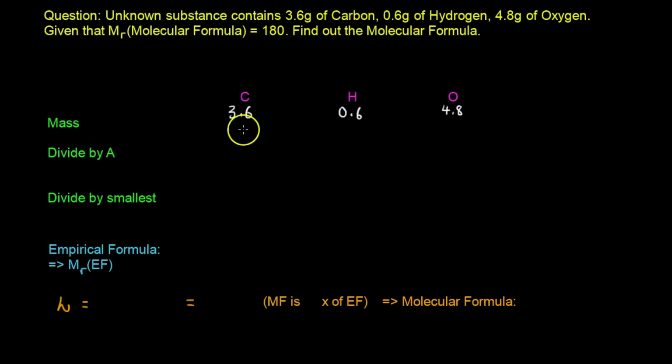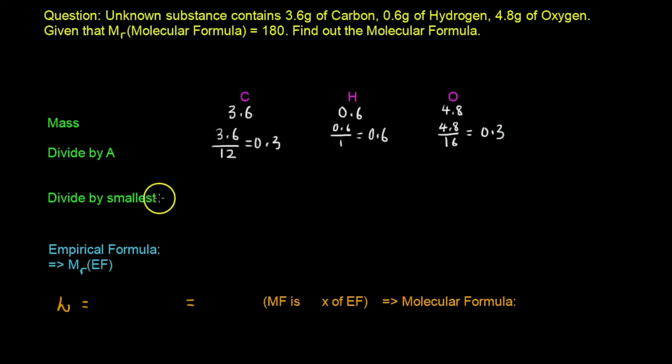Next one is to divide by their AR. This one they did not provide the relative atomic mass for each of them, so you have to refer to the periodic table. If you refer, you can see that C, carbon, is actually 12, which will give us 0.3. Hydrogen is actually just 1, so it's 0.6 divided by 1 gives us 0.6. Whereas for oxygen, it's actually 16. So 4.8 divided by 16 gives us 0.3.